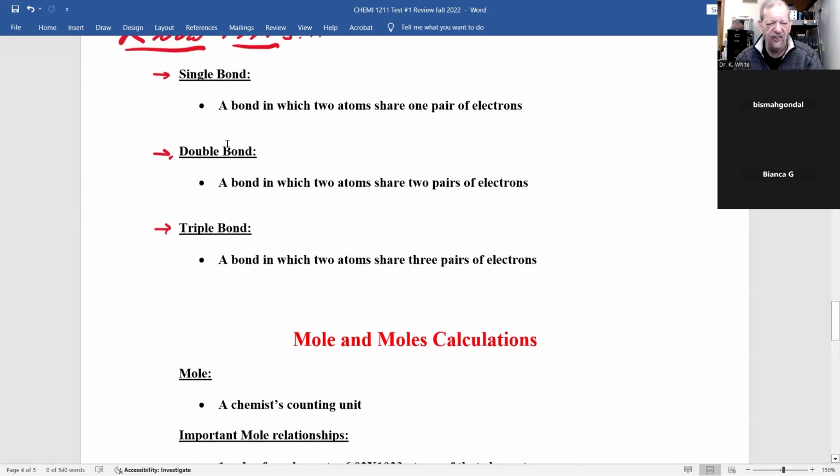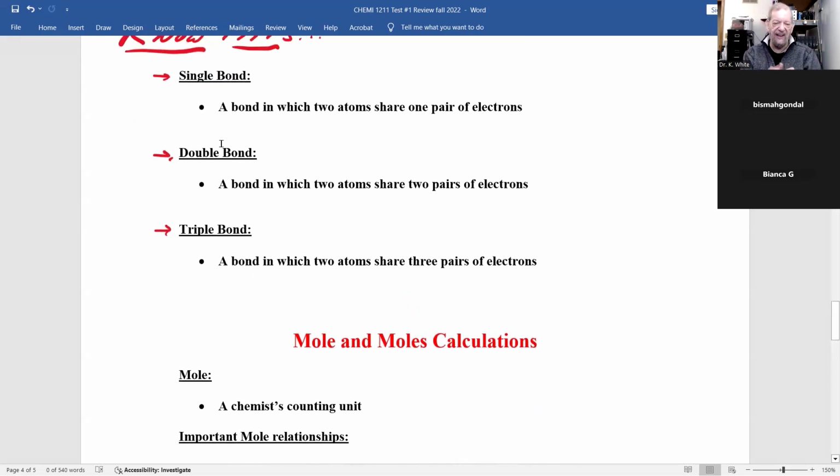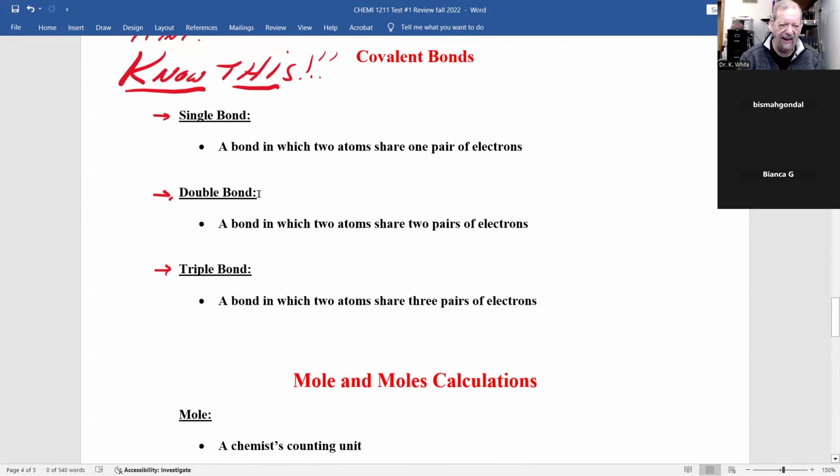You won't learn this in this class, but if you take my organic chemistry, you'll learn double bonds are very important, in fats and oils, and that leads to what we call cis and trans fats. So these are important in our daily life. So let's take a look at how we use covalent bonds.